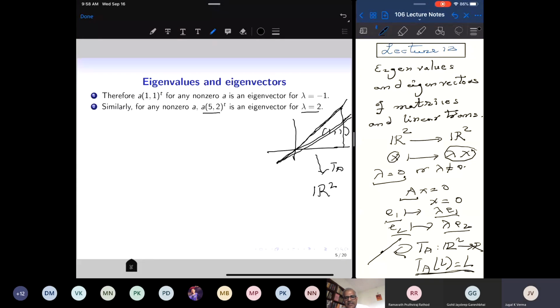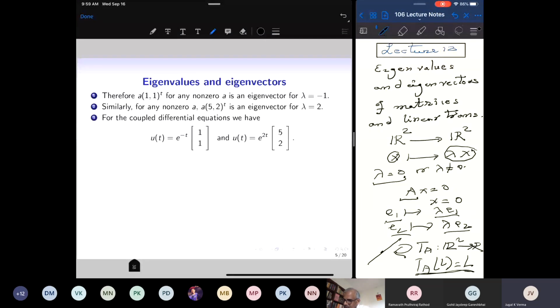So the direction of the lines which are mapped to themselves, these are called the eigenvectors, and the scaling factor is the eigenvalue. So for the coupled system of differential equations, we reduce the problem to finding lambda so that Ax equal to lambda x, and we solve this. This turned out to be the first eigenvector. This turned out to be the second eigenvector.